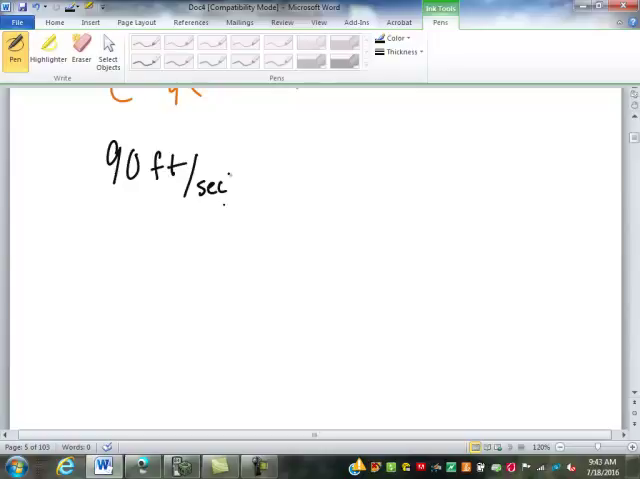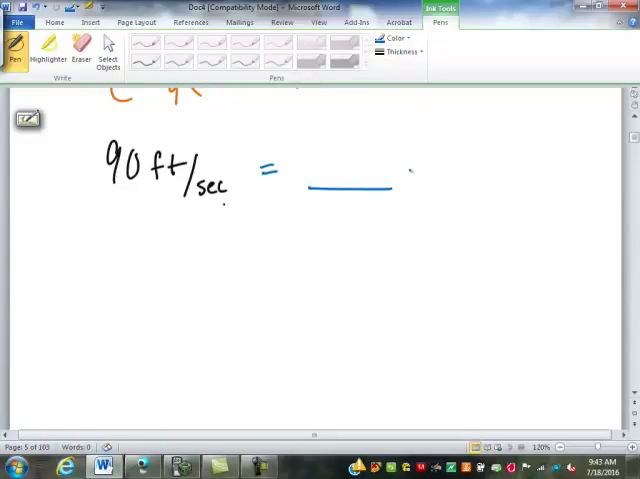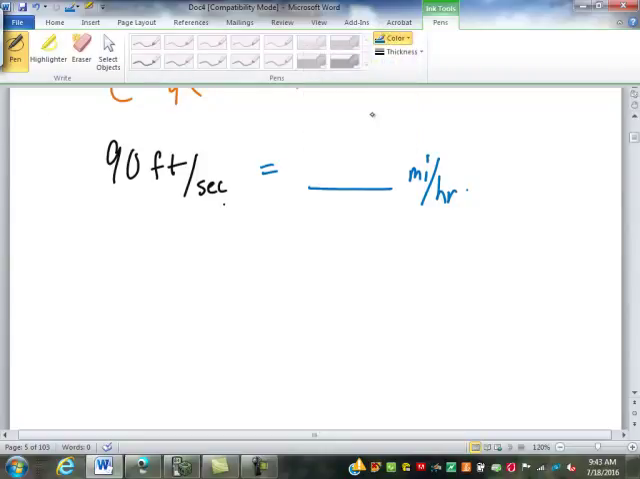Well, what are we used to seeing speeds measured in? Miles per hour. We know that if that were 90 miles per hour, that's a major league fastball. There's a reason I'm sitting in front of you and not in the major leagues. So how would we convert from 90 feet per second into miles per hour?